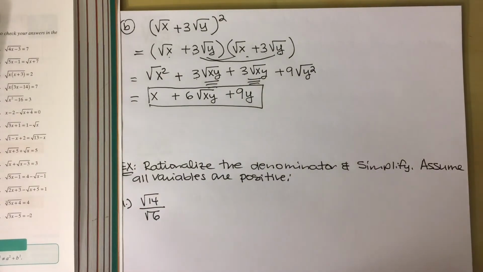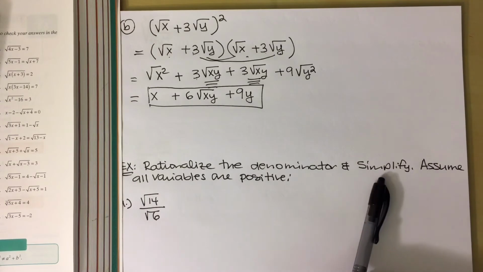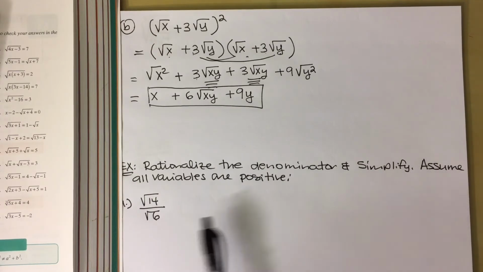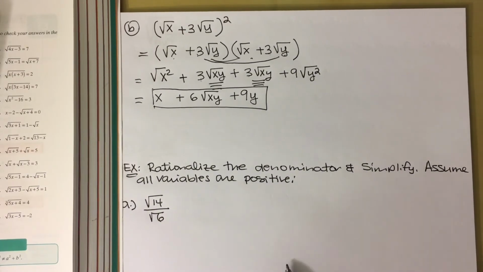Okay, the last part of this section asks us to rationalize the denominator and simplify. And again, we assume all variables are positive. To rationalize the denominator just means to eliminate the square root in the denominator. So when we have a fraction, we would like to write our answer with no radicals in the denominator.